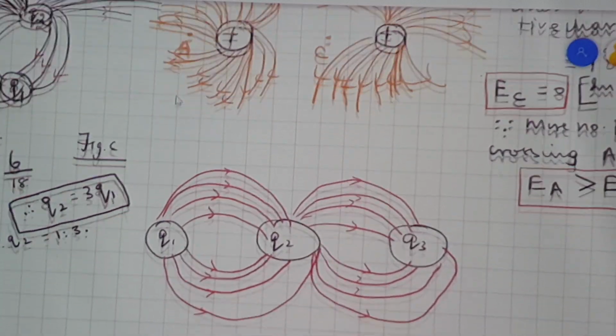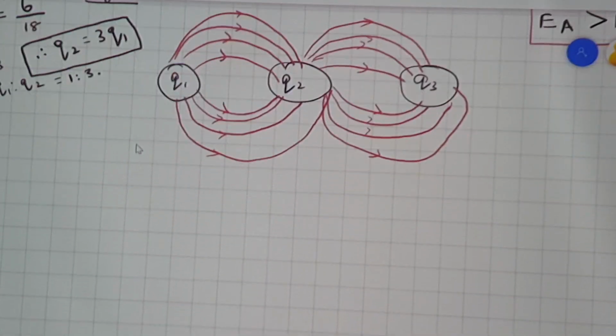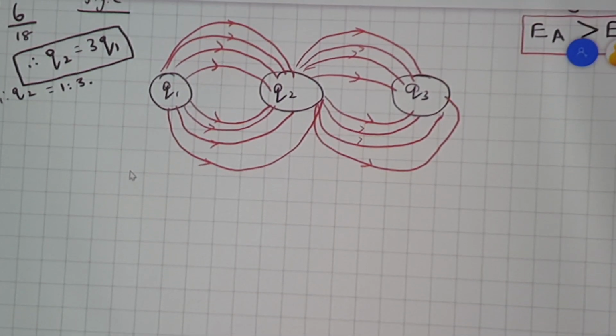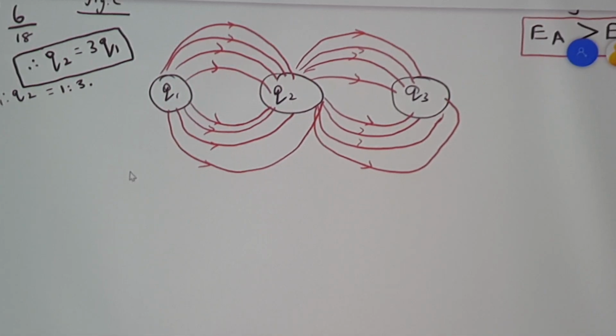Okay, let us consider this diagram. You can count the number of lines coming out of Q1, the number of lines entering Q2, and the number of lines going out of Q3. See the diagram, there is a mistake. From Q3, the line has to come to here, so I have to draw the arrow mark here. Now Q1 is positive, Q3 is also positive, but Q2 is negative.